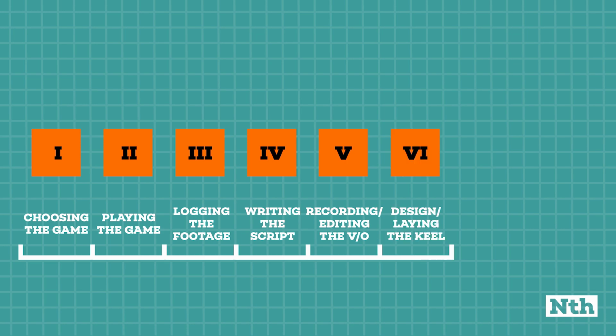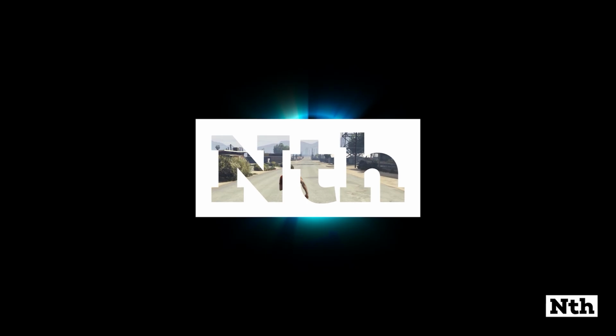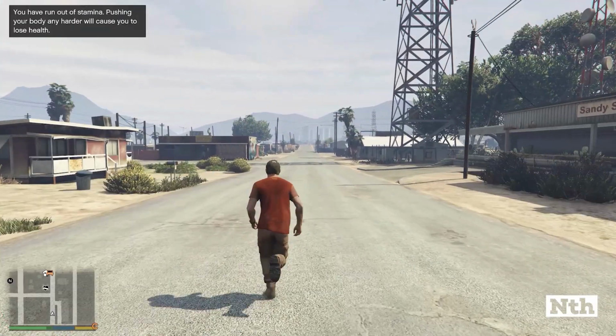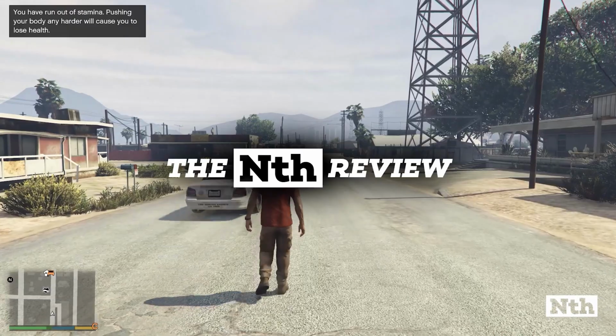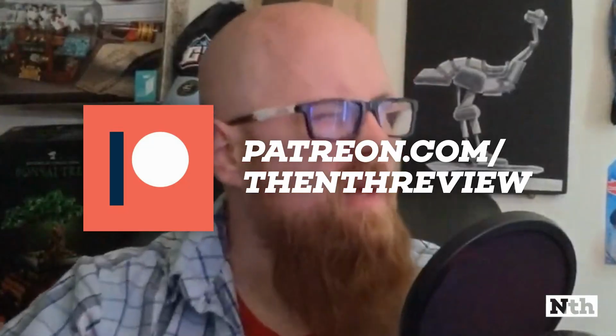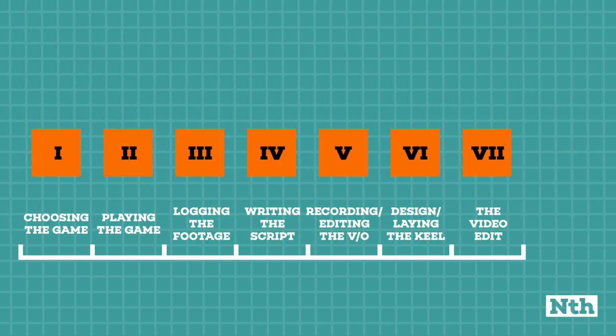Step 6 is all of the graphic design, animation, and laying the keel so that I know exactly how long the review is going to be before I start filling in all the details. That's also when I make the jewel and insert that and start showing that off to Patreon supporters. Wink, wink. Step 7 is the actual video edit where I'm cutting in all of the footage and making the video, filling it out. And then step 8 is releasing the video and all the fun little YouTube things that go along with it.